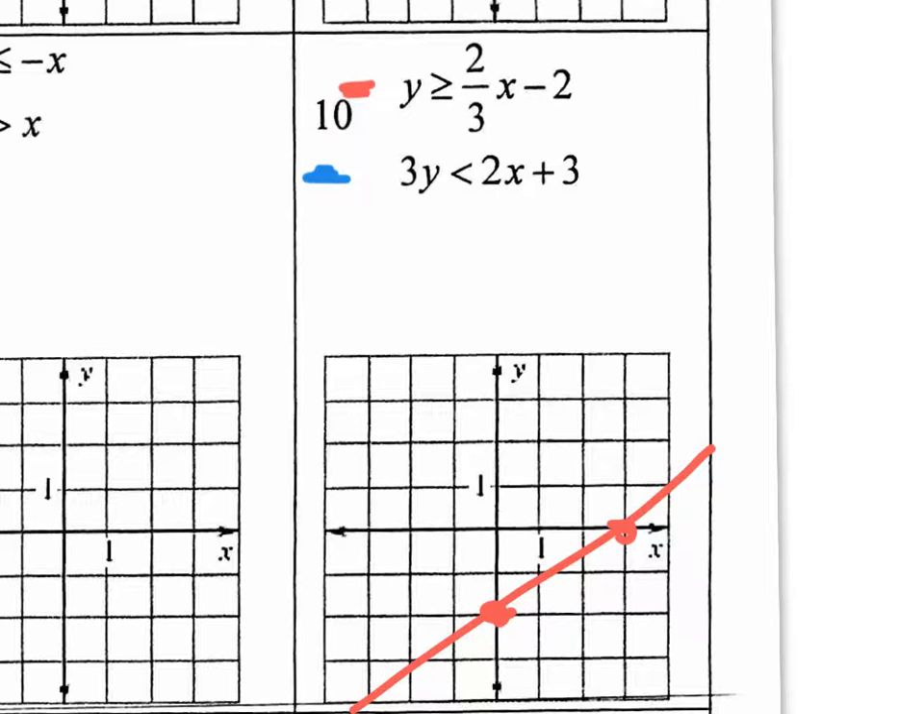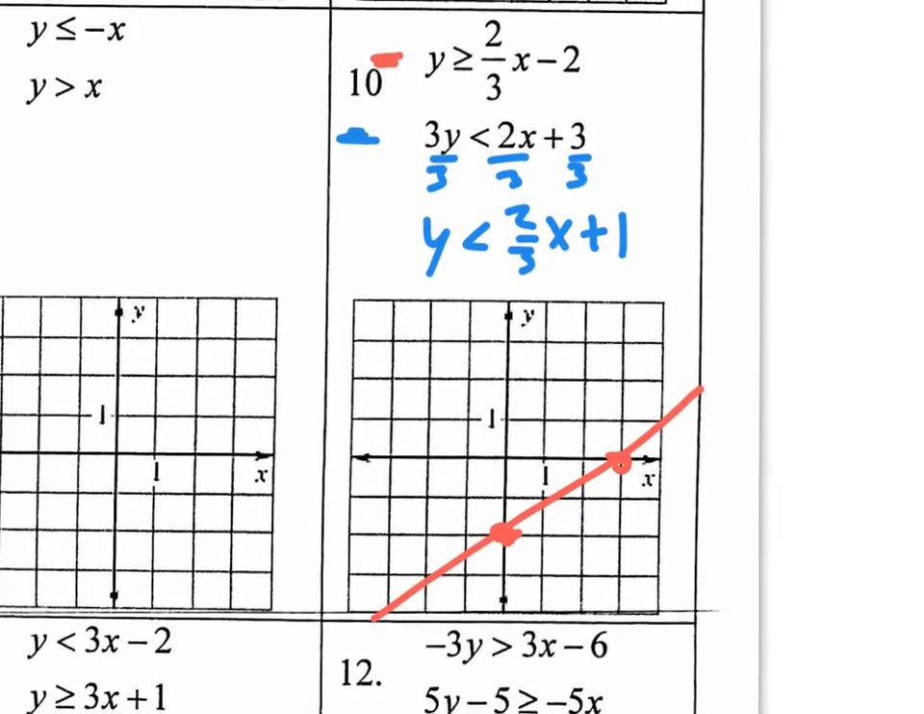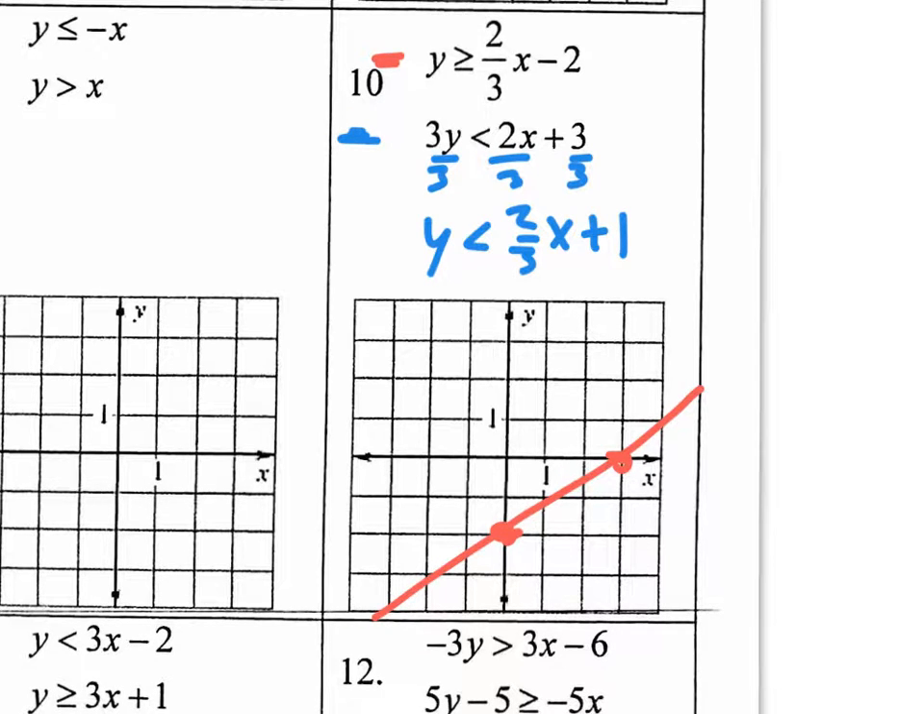And the blue one, let me get it in slope-intercept form. Let's divide by 3, divide by 3, divide by 3. Y is less than 2/3 x plus 1. However, I probably shouldn't have done that. I need to also shade in my red line. In other words, I need to know where all of my answers are at with regards to the top inequality.